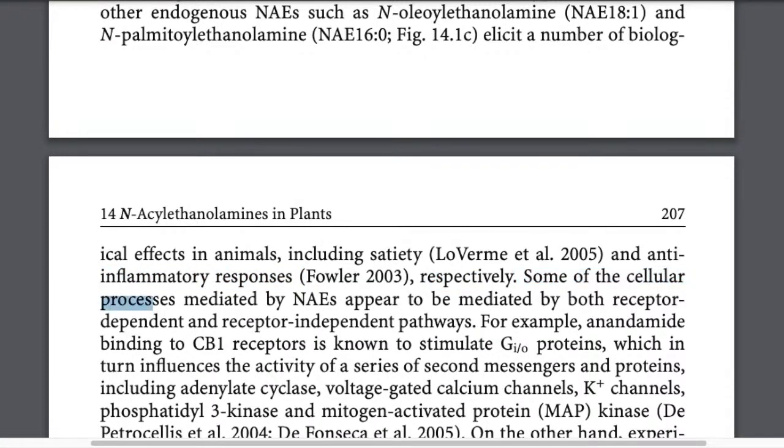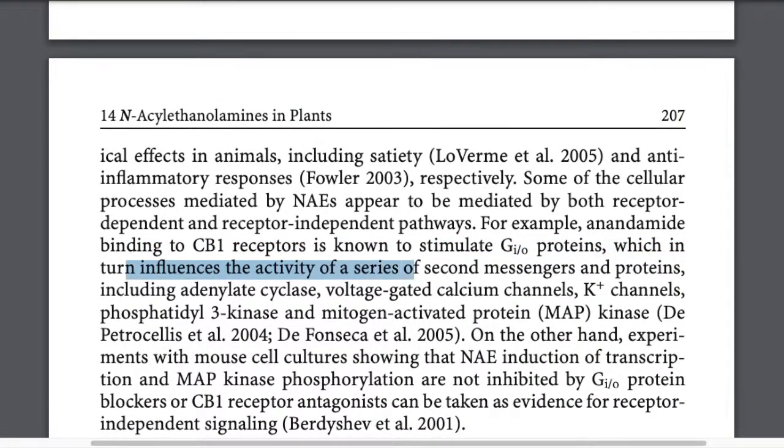Some of the cellular processes mediated by NAEs appear to be mediated by both receptor-dependent and receptor-independent pathways. For example, anandamide binding to CB1 receptors is known to stimulate these proteins, which in turn influences the activity of a series of second messengers and proteins, including adenylate cyclase, voltage-gated calcium channels, potassium ion channels, phosphatidylinositol 3 kinase, and mitogen-activated MAP kinase.